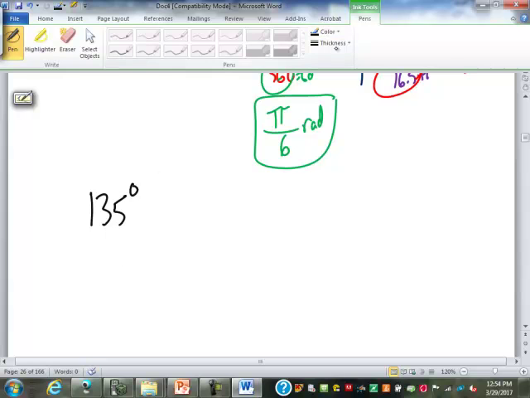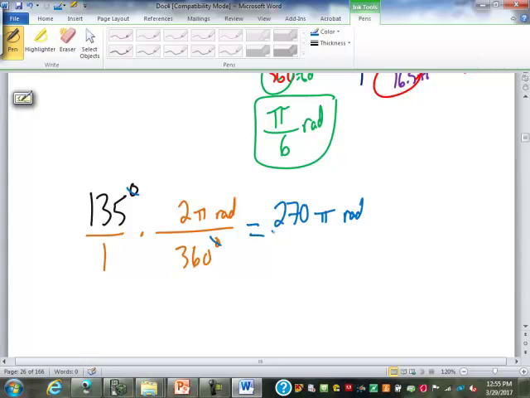135 degrees. Let's convert it to radians. So 360 degrees to go on bottom. 2 pi radians on top. The degrees cancel. 135 times 2 is 270. And that is pi radians. 1 times 360 is just 360.